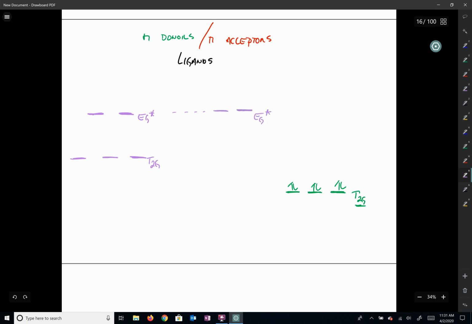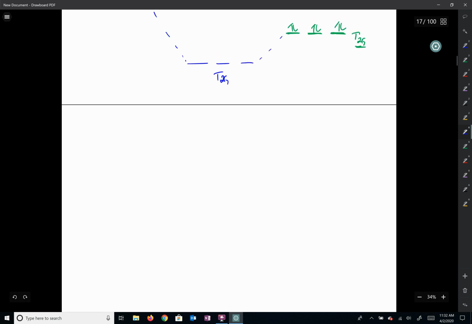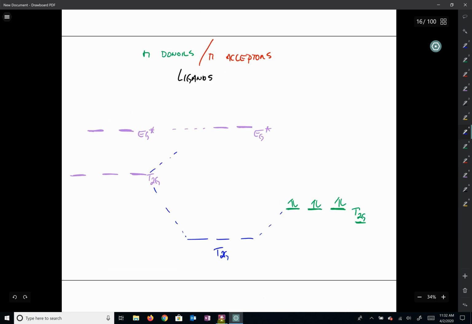Now, the EG star set is not going to move, because it has a different symmetry. They can't line up, whichever way you want to think about it. But what can happen is the T2G sets can interact with each other. And what's going to happen is this. Let's do this in blue. So the T2G sets can interact to make a bonding combination. So this is our T2G bonding combination. And it can also make a corresponding antibonding combination set.